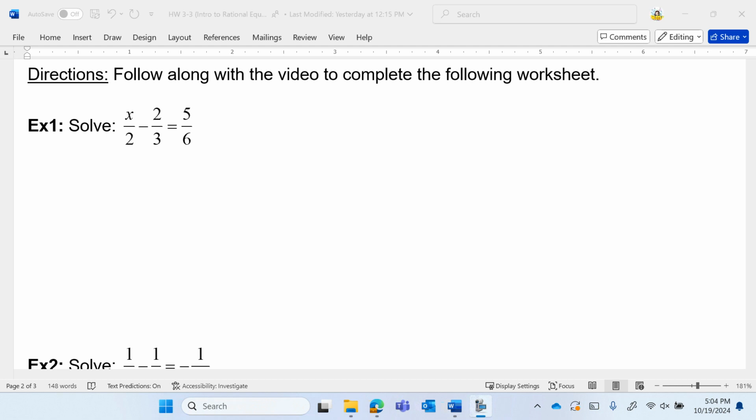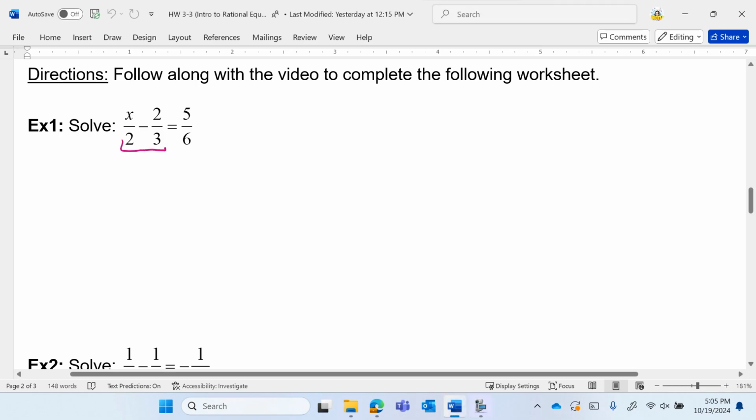Hi everyone, we are going to talk about how to solve rational equations. Remember, rational means fractional, so equations with fractions in them. Now, what we should always do first is check with our calculator what the answer is going to be. That way we know at the end that we are getting the right answer.